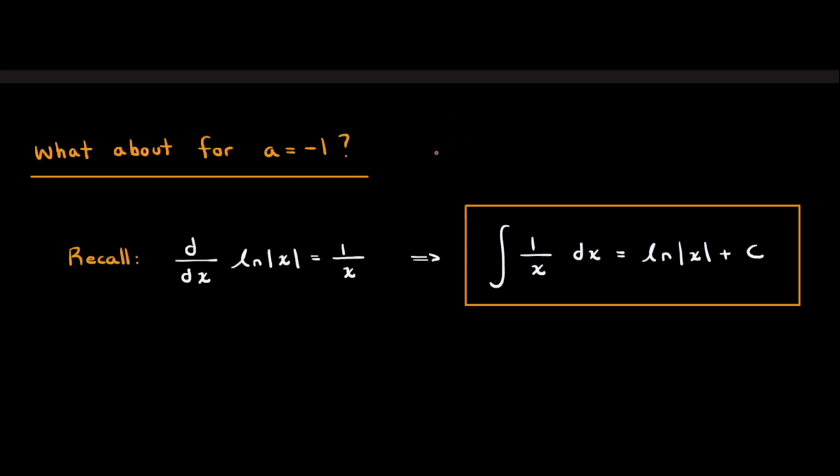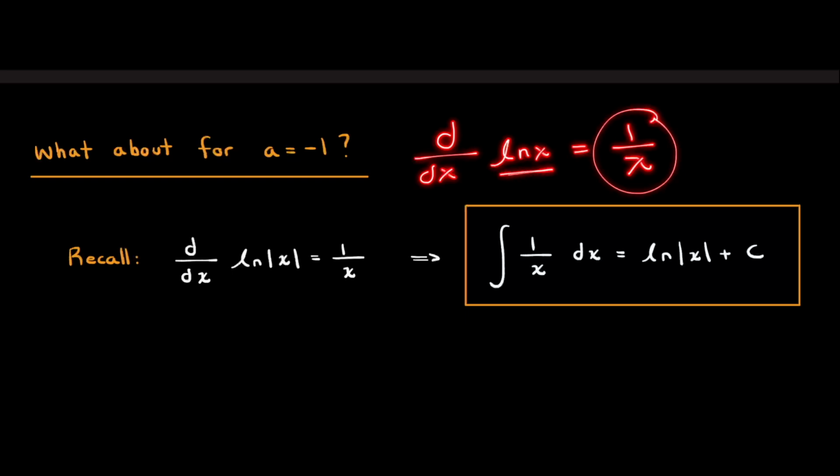Well, from your differential calculus course, you probably learned that the derivative of the natural logarithm is 1 over x. So that means an antiderivative of 1 over x is ln x because it differentiates into 1 over x. However, there's a small issue with this. The reciprocal function is defined for all non-zero x, whereas the claimed antiderivative is only defined for positive inputs.